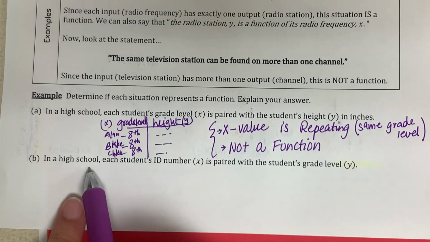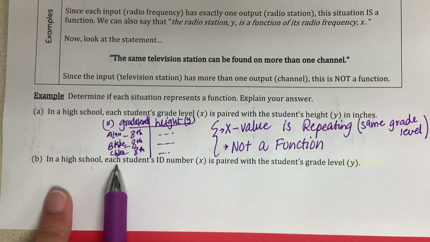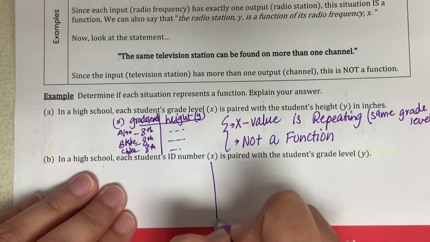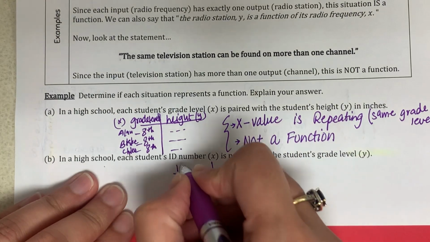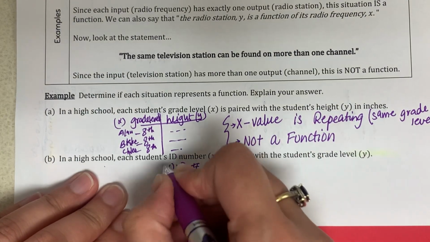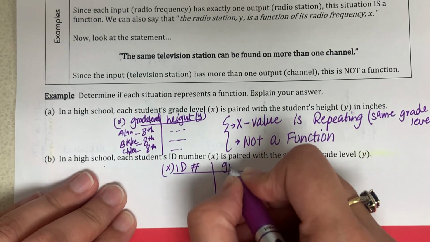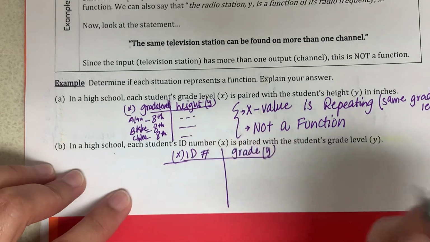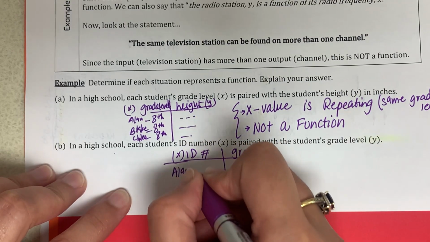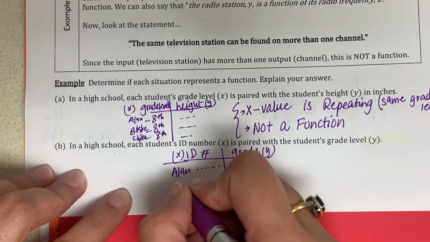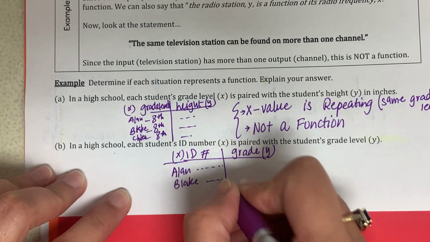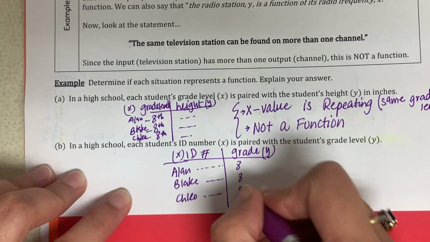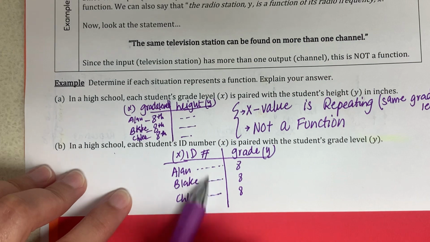Situation number 2, in middle school, each student ID number is paired with the student grade level. So X is the ID number, and Y is your grade. Now I have 3 students. Again, A, let's say Alan. Alan has a certain ID number. Blake has a certain ID number, and Chloe has a certain ID number. They all are in 8th grade, but their IDs are different.